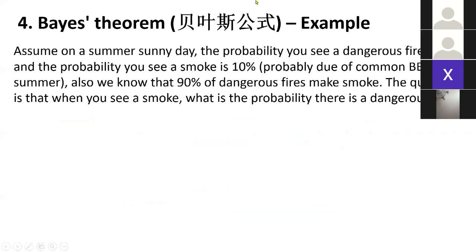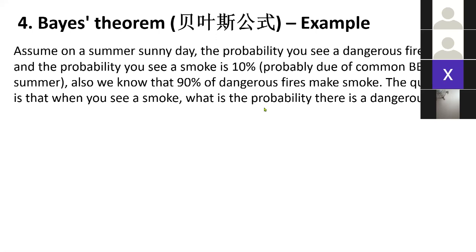Assume on a summer sunny day, the probability you see a dangerous fire is 1%, and the probability you see a smoke is 10%. That's probably due to common barbecue activities in summer. Also, we know that 90% of dangerous fires make smoke. The question is, when you see a smoke, what is the probability that there's a dangerous fire?